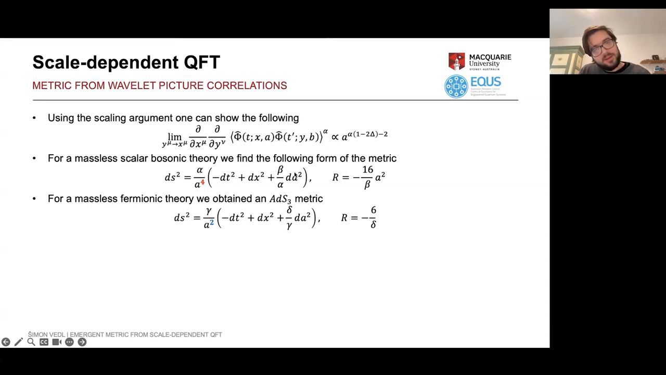So you calculate your metric for a bosonic theory, and you get some metric. With a fermionic theory, you have to use a slightly different formula, but you can still get something similar. You can still infer a metric from a fermionic propagator, and from that you get a different kind of metric, right? So for the fermions, you get the AdS metric from the propagator, but for bosons you don't, right?